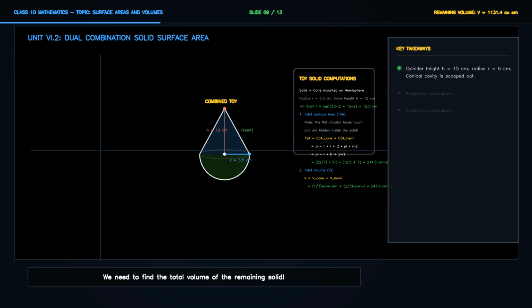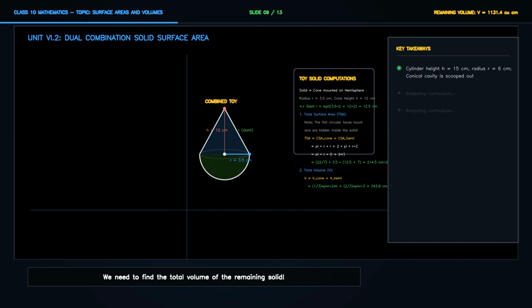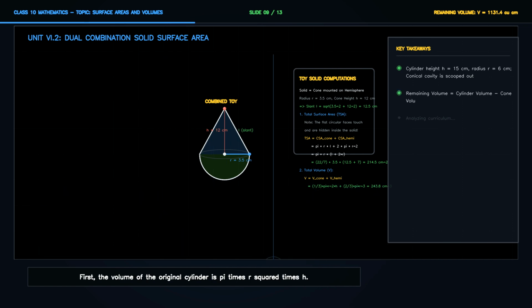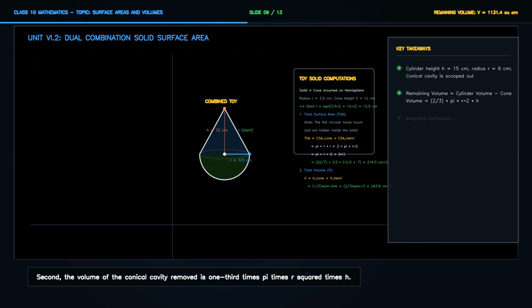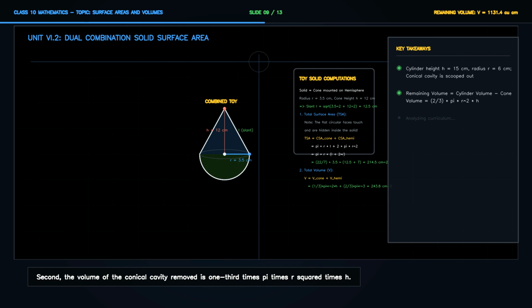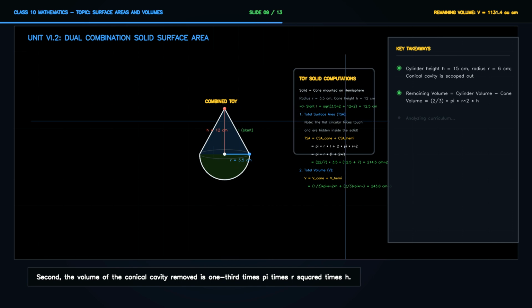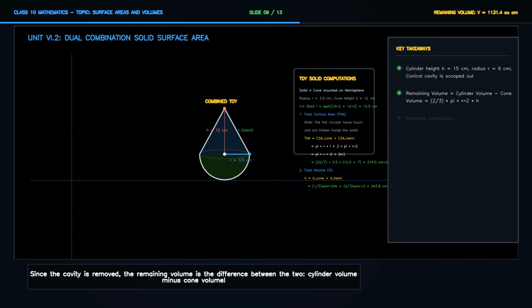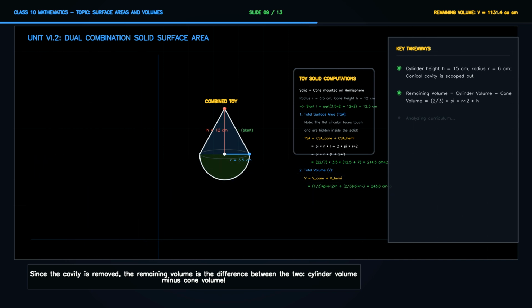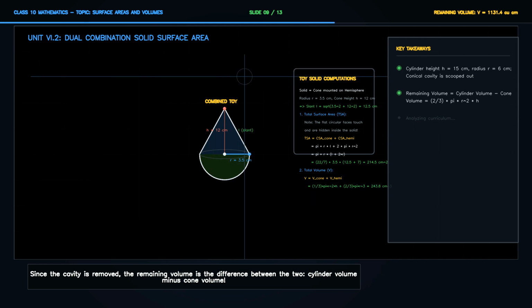First, the volume of the original cylinder is pi times r squared times h. Second, the volume of the conical cavity removed is 1/3 times pi times r squared times h. Since the cavity is removed, the remaining volume is the difference between the two, cylinder volume minus cone volume. This simplifies to 2/3 times pi times r squared times h.